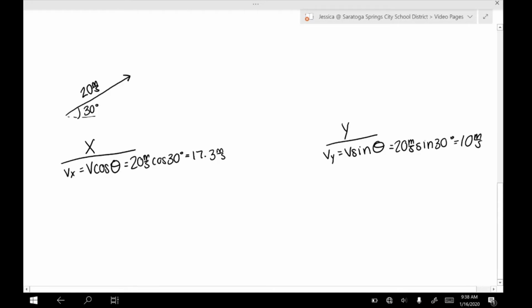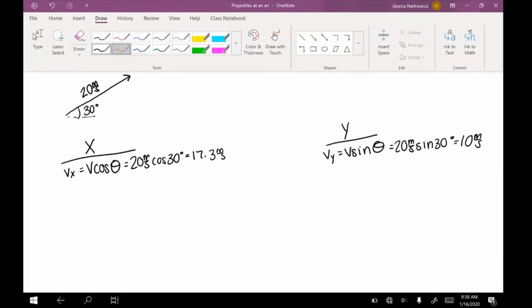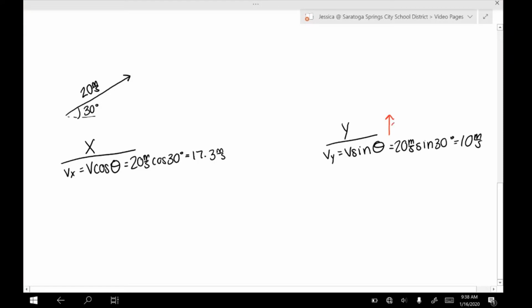Okay. So this problem, at the same time, is an object that's thrown upwards with a speed of 10 meters a second, and an object rolling across the surface at a speed of 17.3 meters a second.